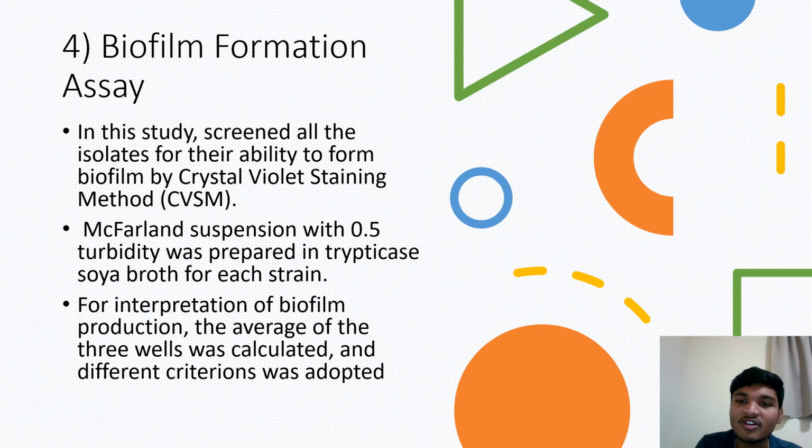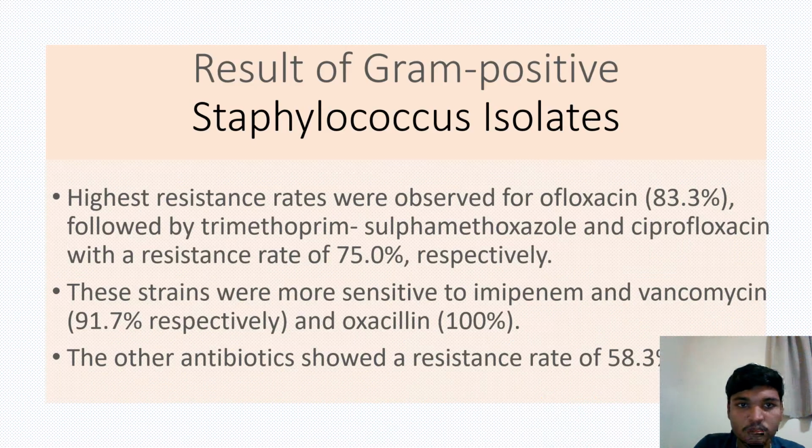And fourth is biofilm formation. We screened all the isolates for their ability to form biofilm using the crystal violet staining method, and a McFarland suspension with 0.5 turbidity was prepared in TSB for each strain. For the interpretation of biofilm production, the average of three wells was calculated and adopted.